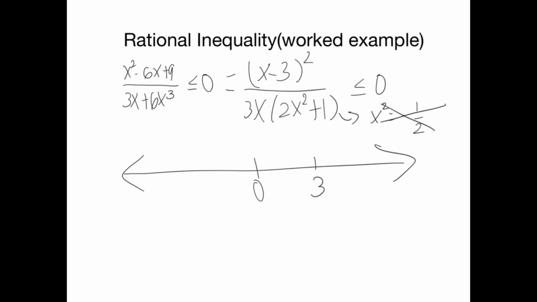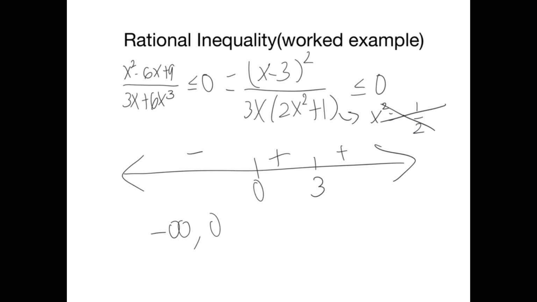Okay, so if we pick a number less than 0, we'll choose negative 1. That's going to give us a negative number. And then we pick a number between 0 and 3, that will give us a positive number. Pick a number between 3 and infinity, and that's just also going to give us a positive number. So we're looking for when this function is less than or equal to 0, so we're looking at the negative intervals. That'll be from negative infinity to 0.